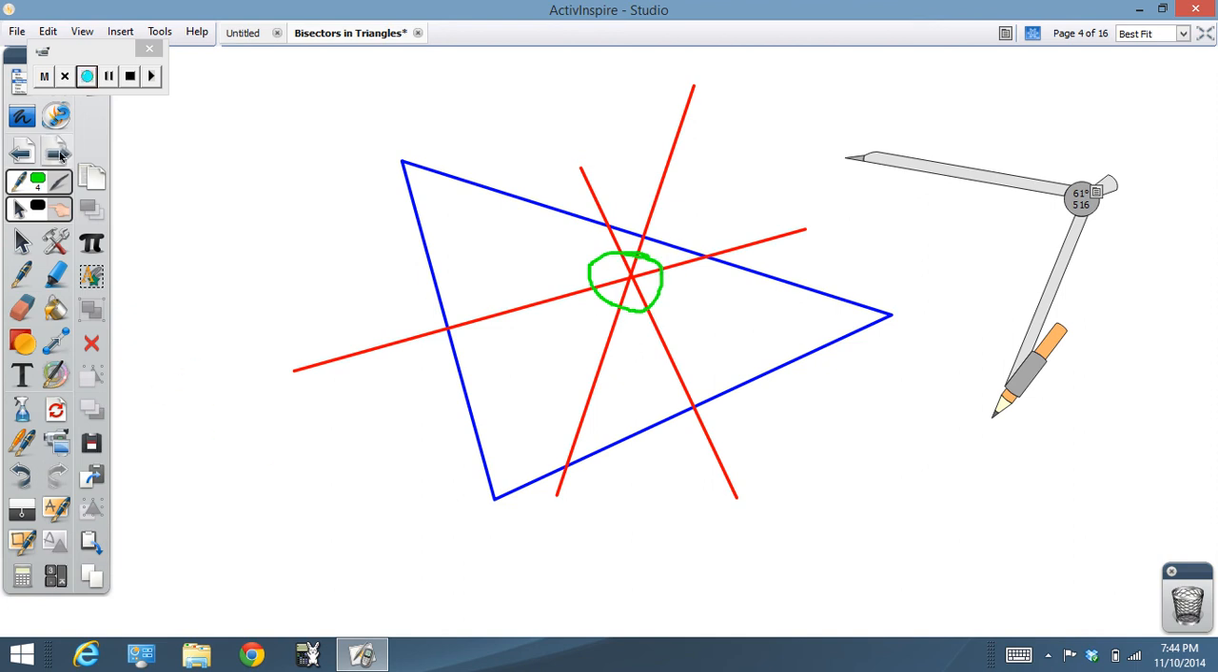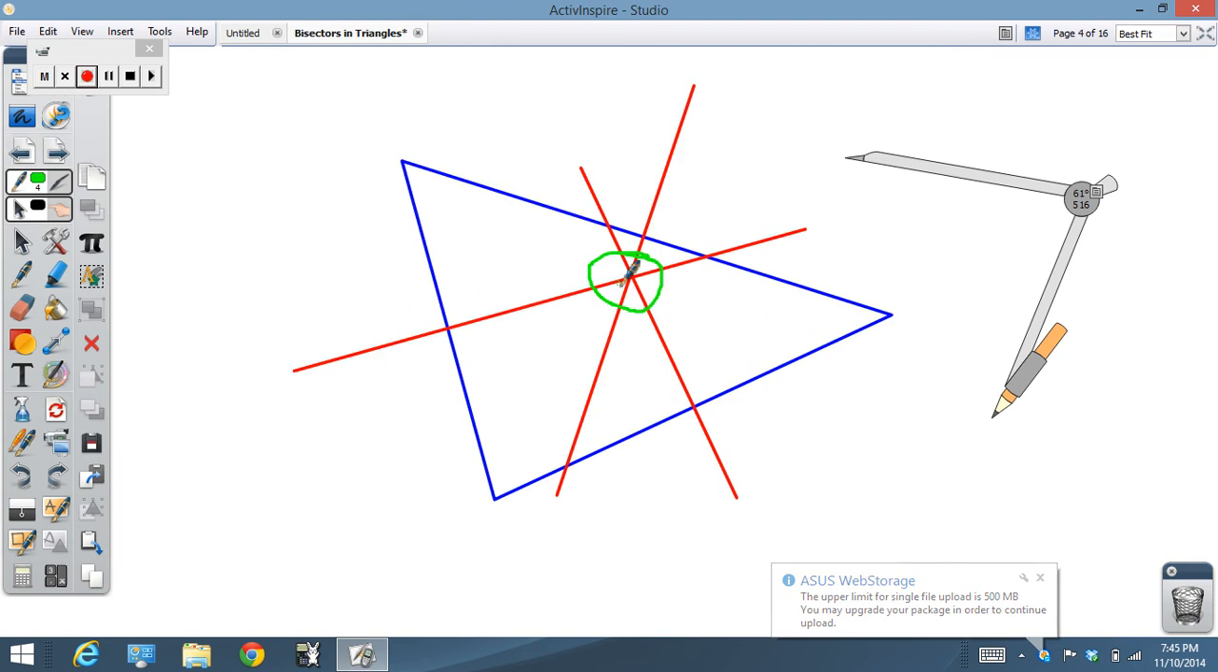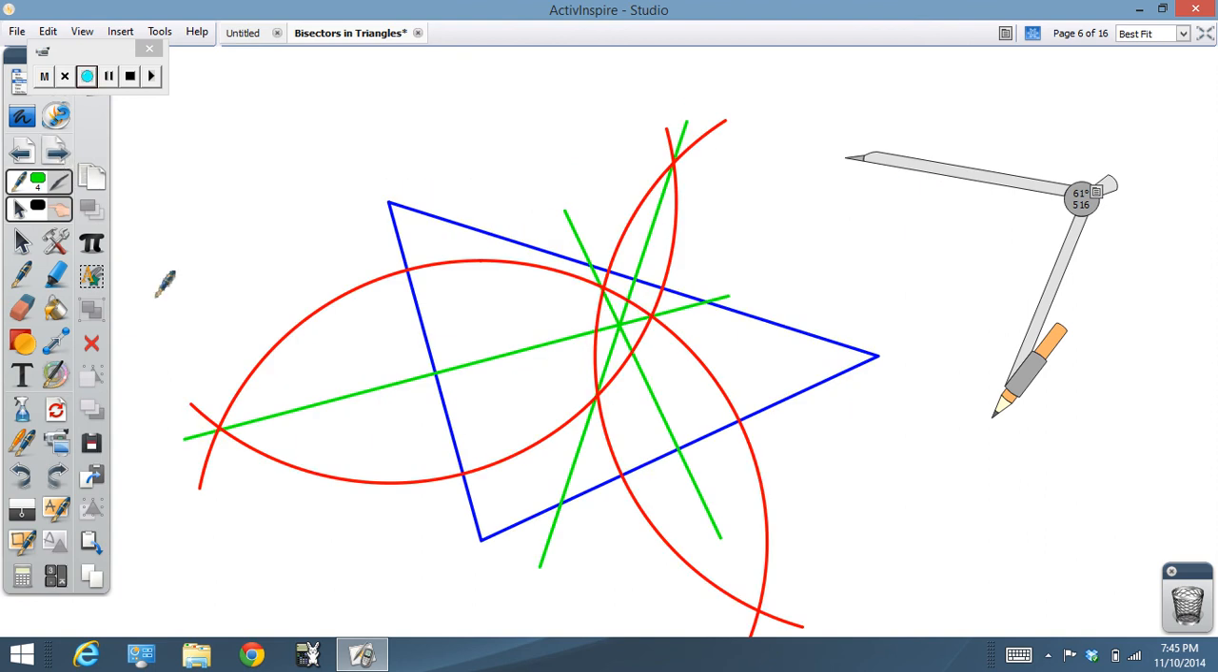There we go. That's enough. Here we go. Perpendicular bisectors of the sides of a triangle are concurrent. That point of concurrency of the perpendicular bisectors is called a circumcenter. What we have here is a circumcenter. All right. Cool thing about circumcenters.